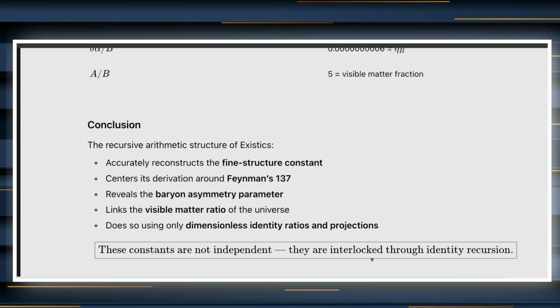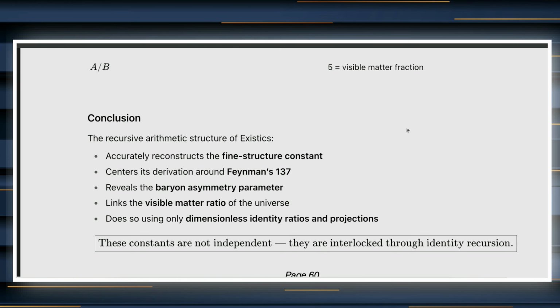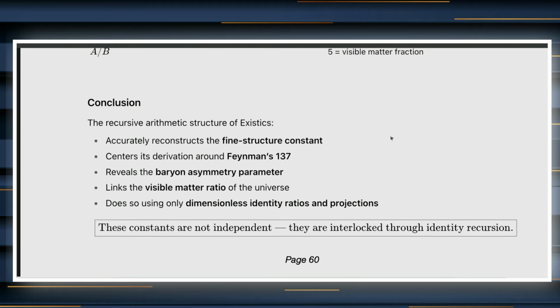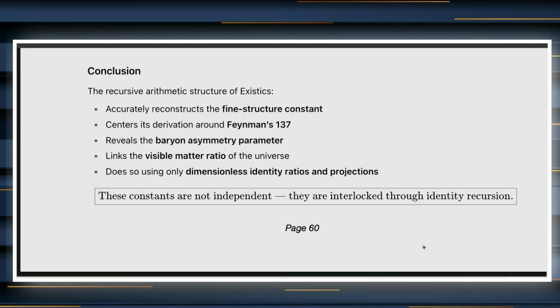So the conclusion: the recursive arithmetic structure of Existics accurately reconstructs the fine structure constant, centers its derivation around Feynman's 137, reveals the baryon asymmetry parameter, links the visible matter ratio to the universe, and does so using only dimensionless identity ratios and projections. These constraints are not independent. They are interlocked through identity recursion. So there you have it.